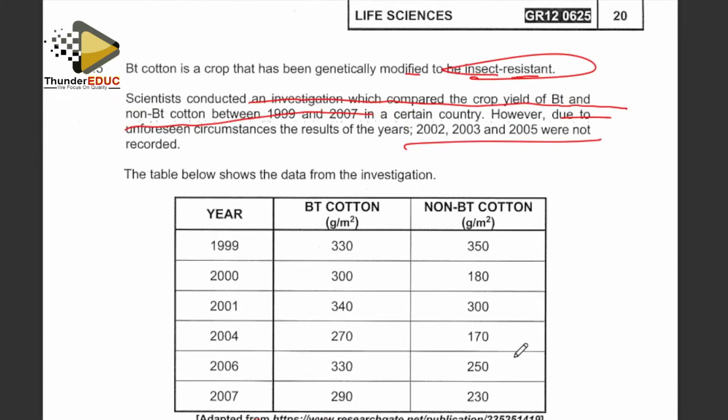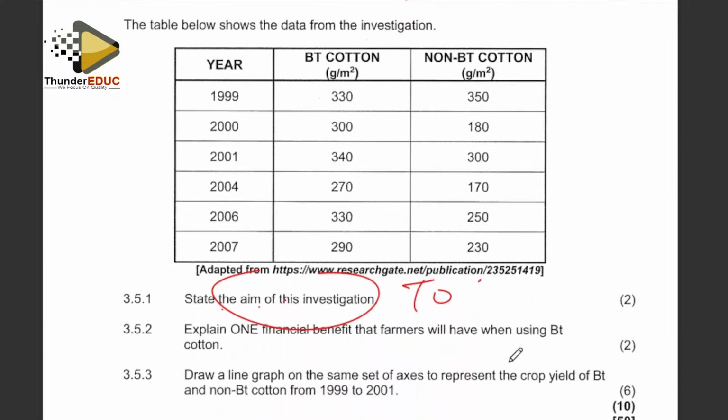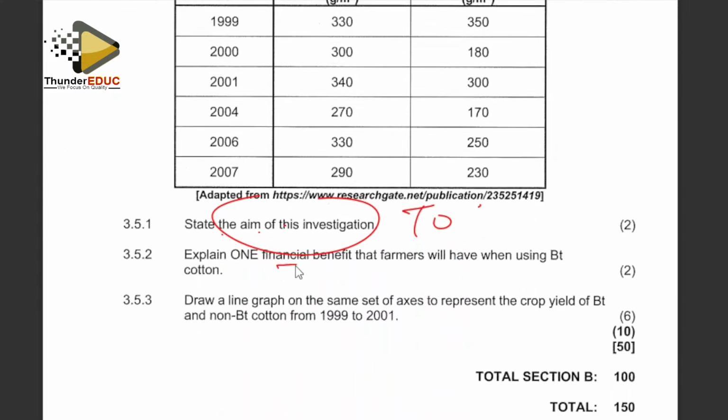compare the crop yield of BT and non-BT cotton between 1999 and 2007. Yeah, that's what you're supposed to talk about. In this country. Then they are saying, explain one financial benefit to the farmer of having this.